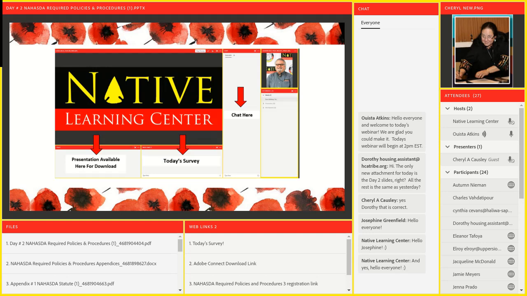To the bottom left, you will see a box that says Files. Here you will find today's presentation. Please feel free to download a copy for yourself. Simply click the item you would like to download, then click the arrow pointing downwards, and you will be prompted to save or print the materials based on your device's permissions.